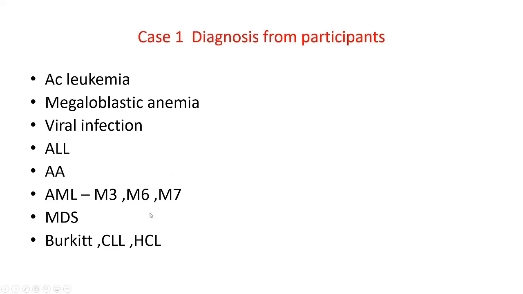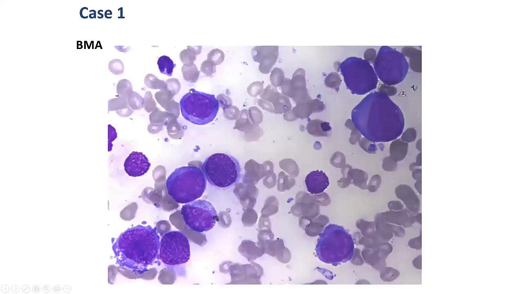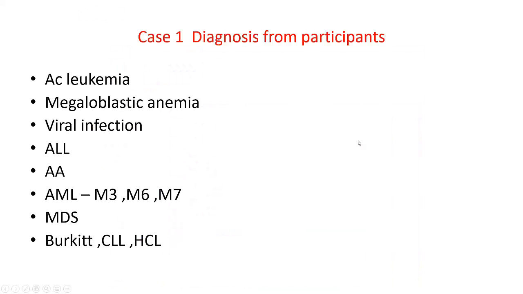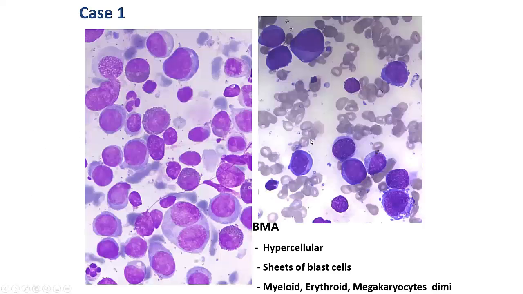differential diagnosis. M3 I did not think of because the cells were not showing any granules. It was not a hypergranular cytoplasm. At the same time, there were no Auer rods in any of the cells. And if it is a variant type, then usually the nucleus is buttock shaped, which was not there in these cells. Some people had thought of even CLL and hairy cell leukemia. Now the cells are too large for CLL as well as hairy cell leukemia.